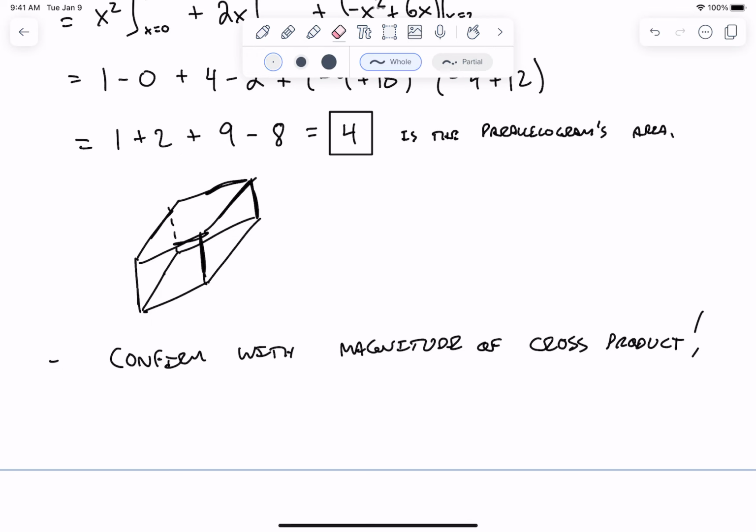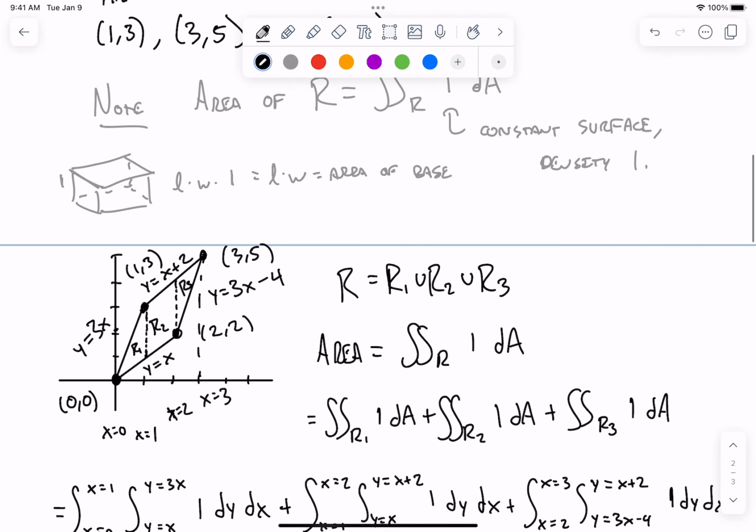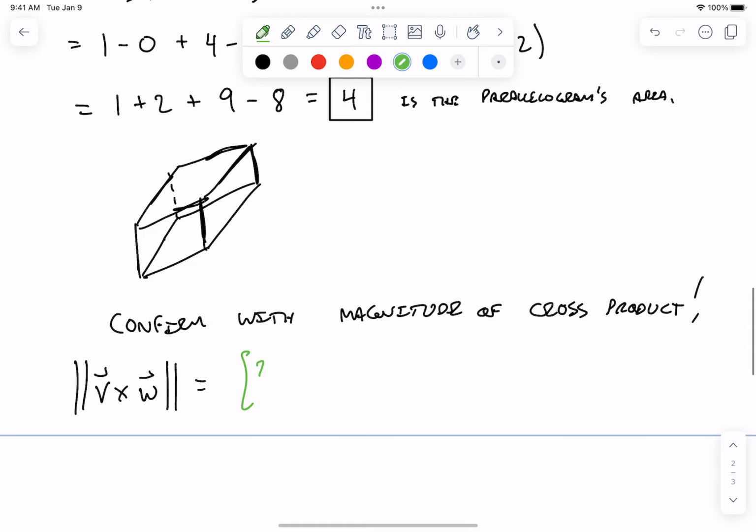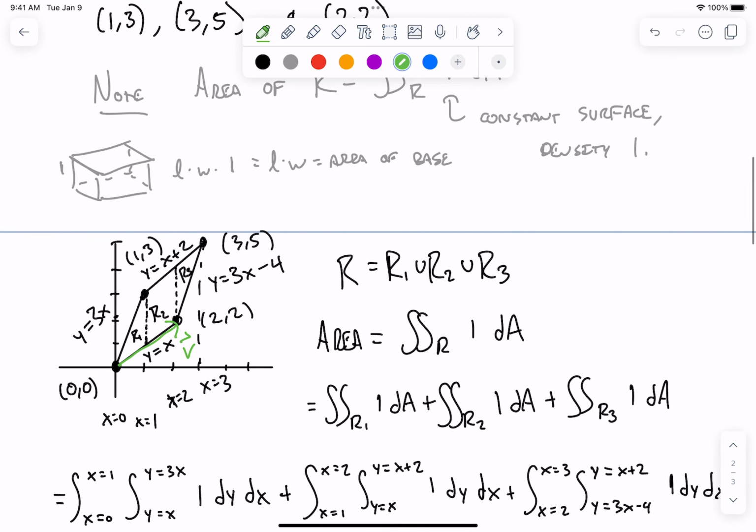Right? Remember one of our really nice properties about the cross product. If you want to interpret what the magnitude of a cross product means, the magnitude of a cross product means the area of the corresponding parallelogram, right? So in this case, what is V and what is W? Well, let's go up here and get those vectors, right? So I have, let's see, vector V, that's just going to be 2, 2, right? And then what is W? W is 1, 3.